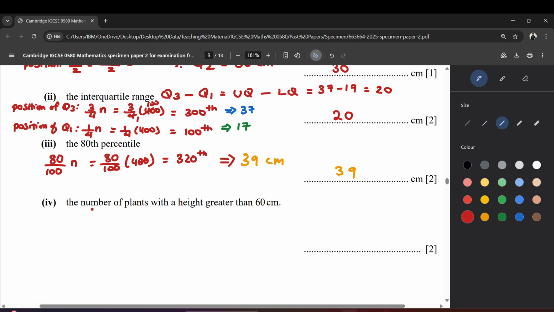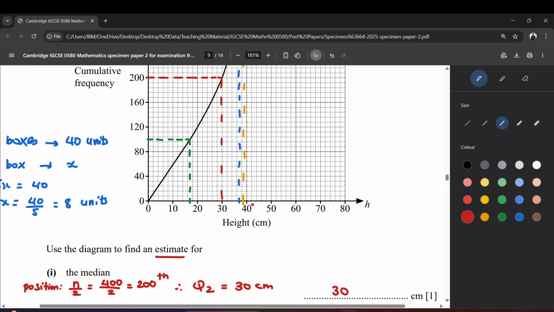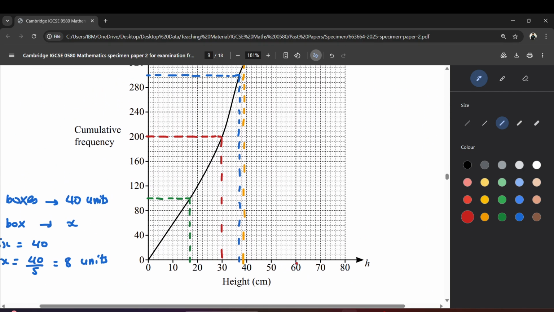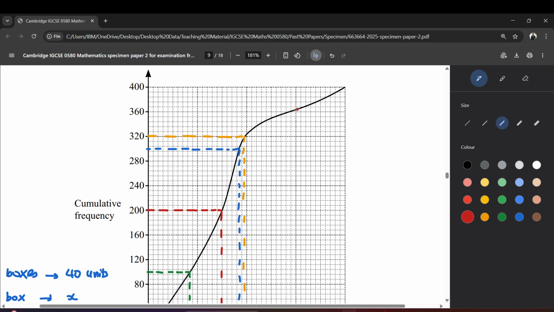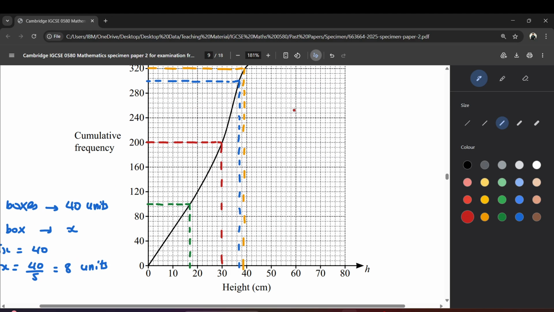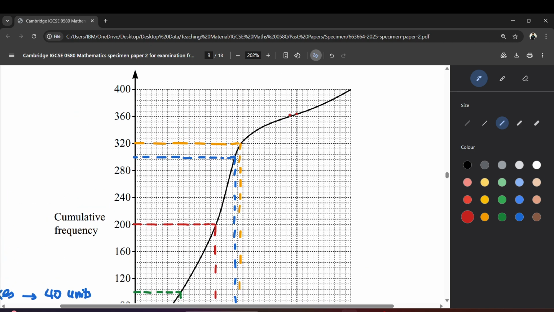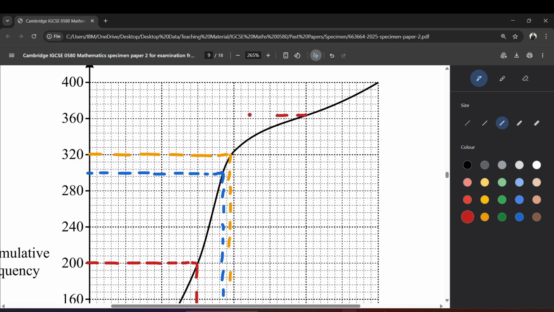All right. Now it says find the number of plants with a height greater than 60 centimeters. So we need to find the number of plants. That means it should be the value from the cumulative frequency. The height should be greater than 60. So greater than 60, this is your 60 centimeters. So you should find out how many we have over here. That should be 400 minus the value at 60. All right. So the value at 60 is going to be this value. So let me connect the points.